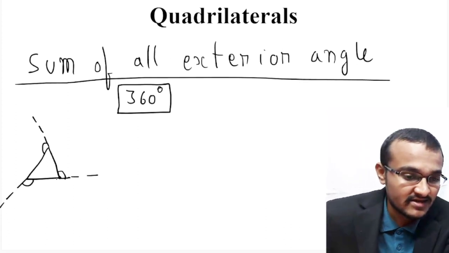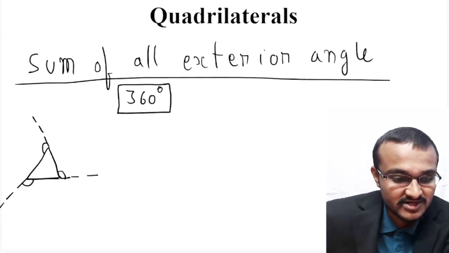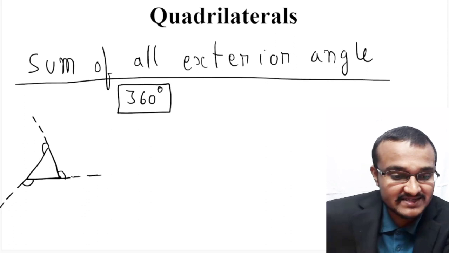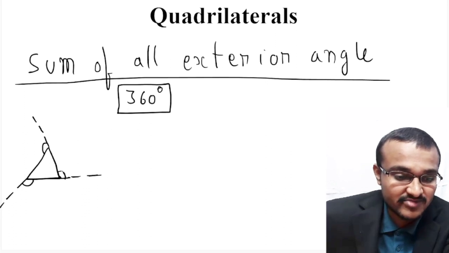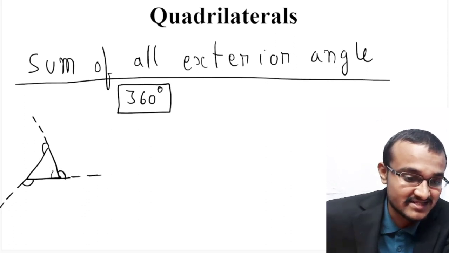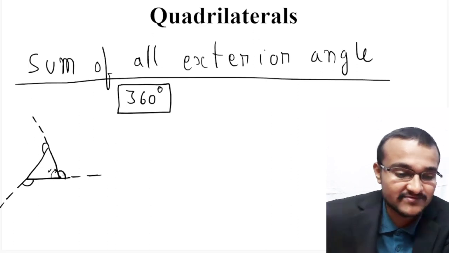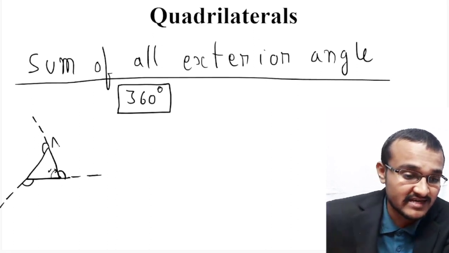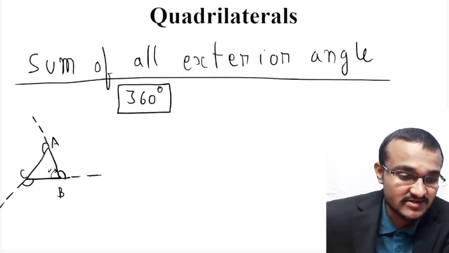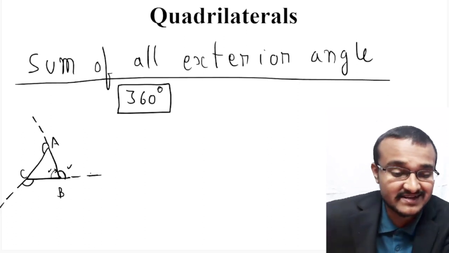So here you can see the extended part of this particular line segment is this, and there is an angle between this extended part and its adjacent side. So the adjacent side of this particular line is this one. So this is actually the interior angle of this particular point. So if you name this as A, B and C, then at point B, this will be the interior angle, and at point B, this will be the exterior angle.